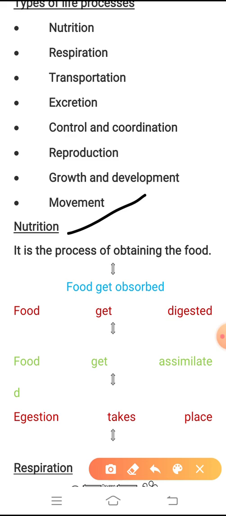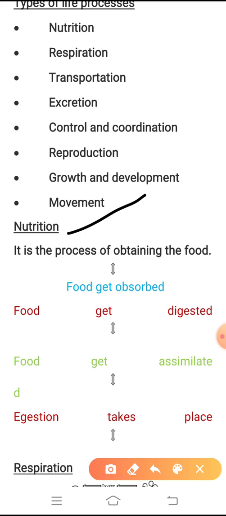In nutrition, as I said, it is a type of life process. It is all about food that we are going to talk about. When I talk about food, how food is obtained by an organism, how food is taken inside the body of an organism, what happens to the food taken inside the body, how it is absorbed, and how it is utilized for energy. All these things we are going to discuss under this concept, nutrition.